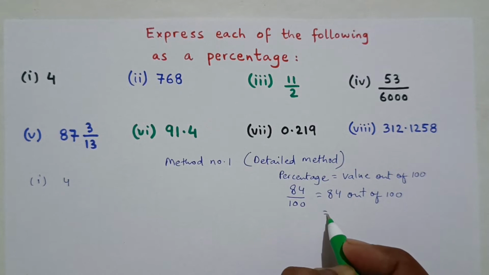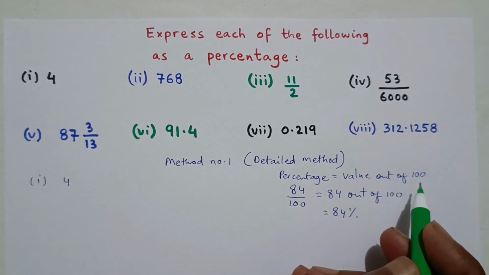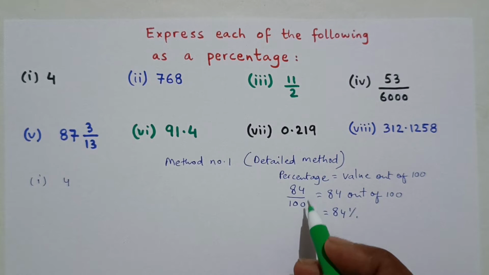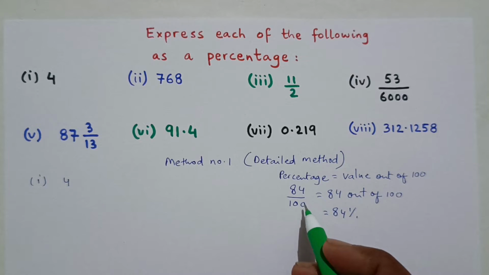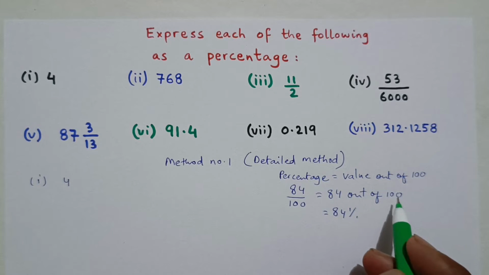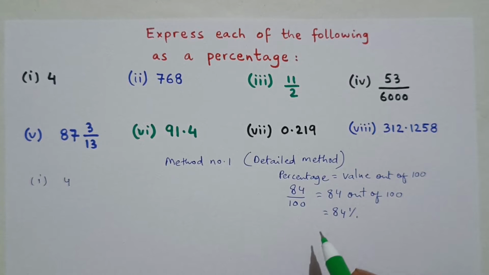So therefore in percentage we will call it 84 percentage. Percentage means value out of 100. What is the value out of 100? In this example you can see that the value is 84 out of 100. So that means it is 84 percentage.